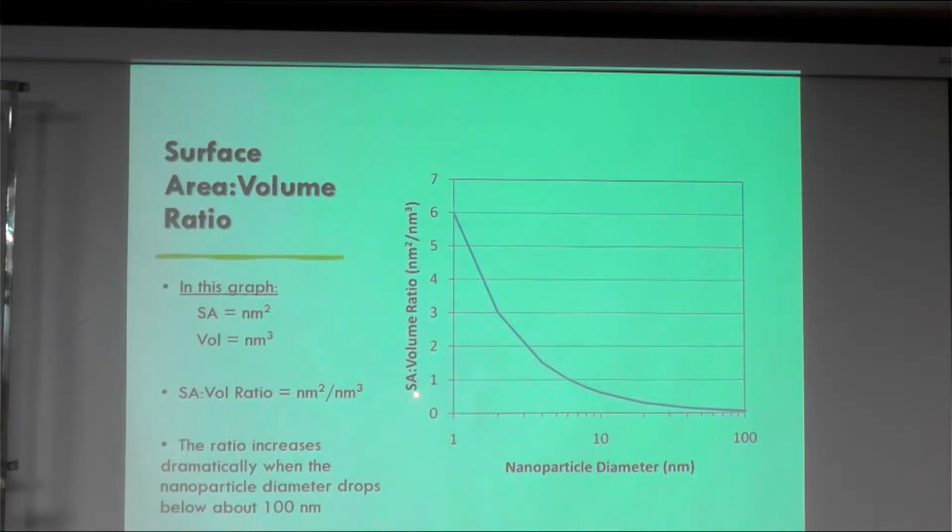you see that the surface area to volume ratio increases when the nanoparticle diameter decreases. With the decrease of nanoparticle diameter, you can have a significant increase in surface to volume ratio. That is the reason that when we make it into nanoparticles, we can get different behavior. The ratio increases dramatically when the nanoparticle diameter drops below 100 nanometers.